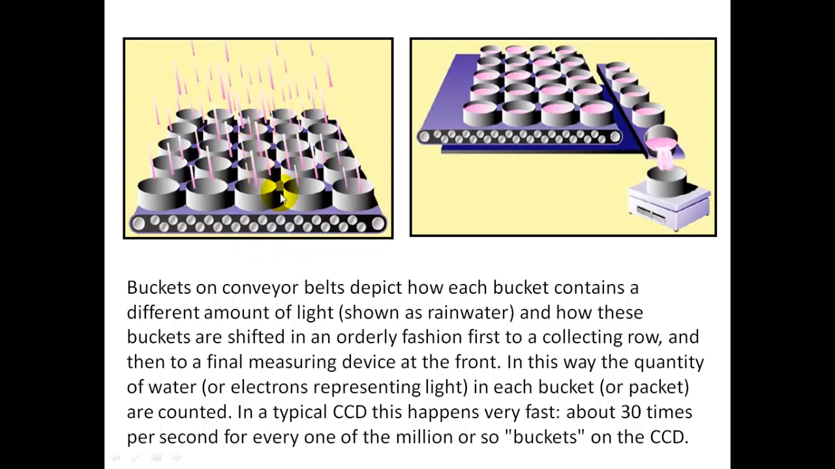First of all, the buckets move to the right on this conveyor belt, and then on another conveyor belt where each one is measured. So these move this way, and then there's another conveyor belt which measures the weight of each one. This happens around 30 times a second for the whole CCD.